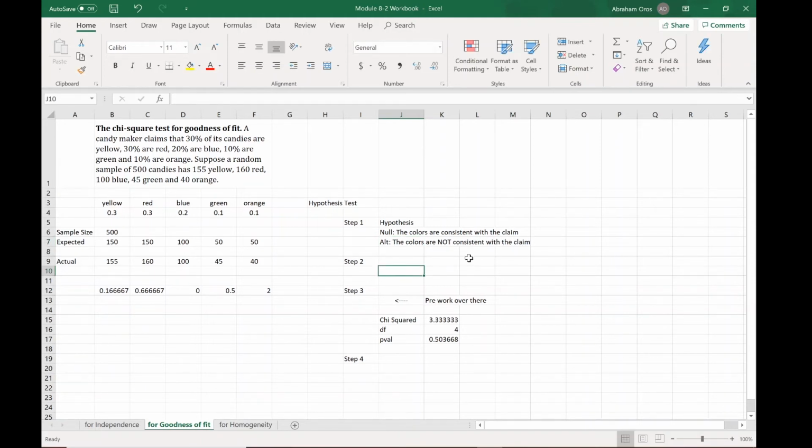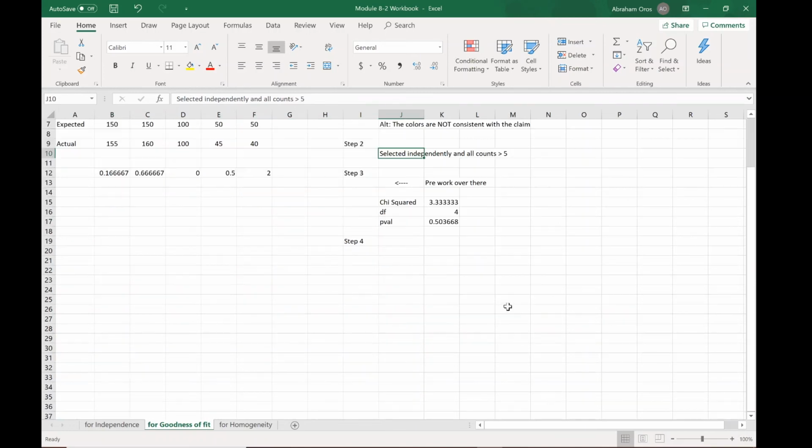Step 2, these are the conditions. We have these, so they were all selected independently, and all counts for all the expected sizes were greater than 5, right? So each one of these is greater than 5 along here. All right, that's step 2. We've met our conditions.